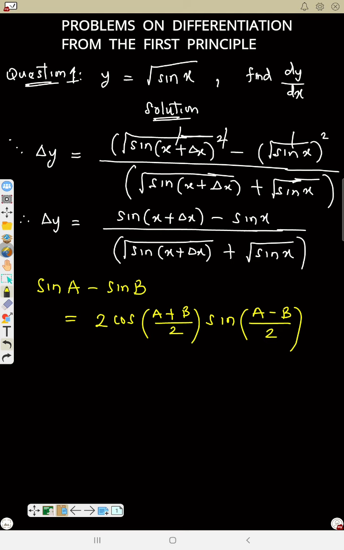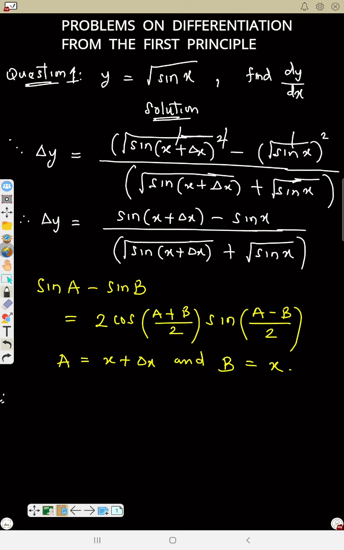Now from this identity we are going to evaluate this one. This s plus delta s is a and this x is b, so it will be sine a minus sine b. Then the expression becomes 2 cos (a plus b) over 2, sine (a minus b) over 2, where a is x plus delta x and b is x.